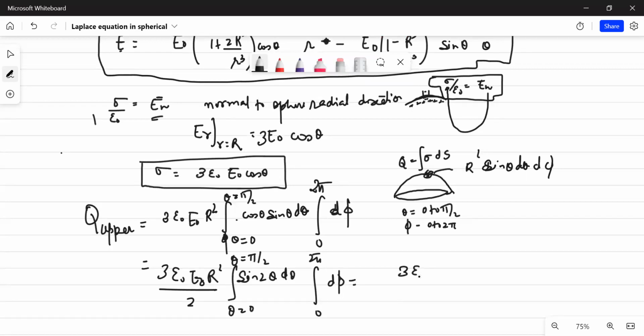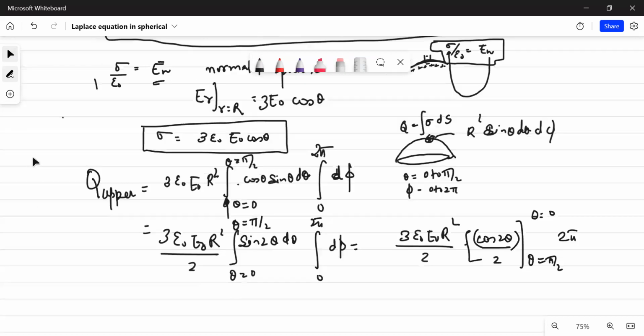So overall, I'll get 3 epsilon naught E naught r square by 2. And you can understand the sine 2 theta integral will be minus cos 2 theta, again divided by 2. So this will be sine 2 theta divided by 2, and overall the integral is minus cos 2 theta from theta equal to 0 to theta equal to pi by 2. And then you can write 2 pi as well. So overall, this will be the charge on the upper hemisphere.